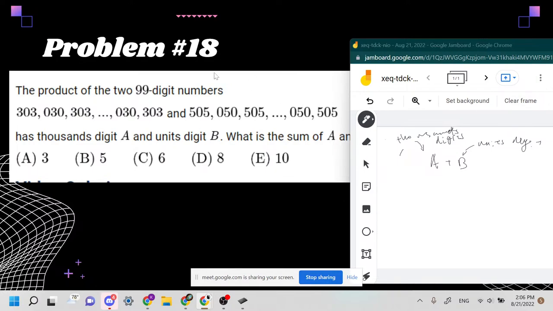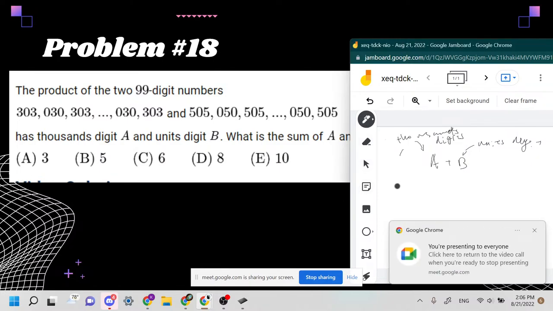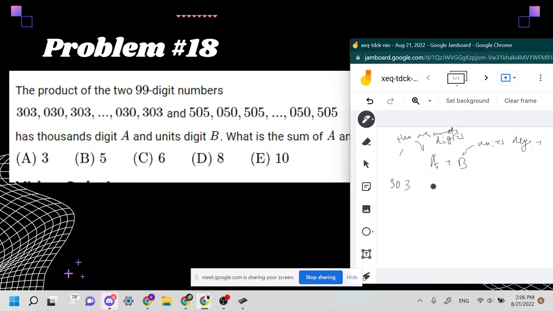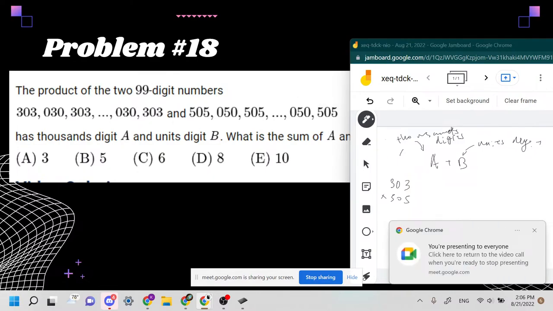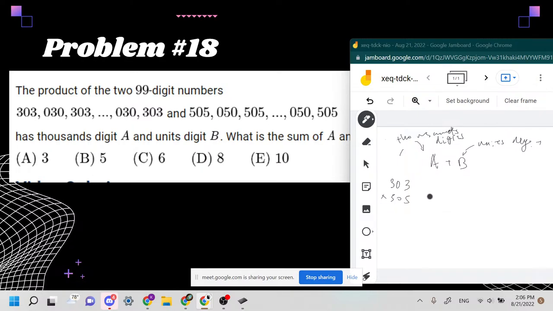So what you want to do is take the last three digits from the first number, which would be 303, and multiply it. It's pretty much just a trick. I take the 505 from here and the 303 from here. We multiply these to find out A and B. Once we multiply these two, we'll already have all the place values we need in the product.